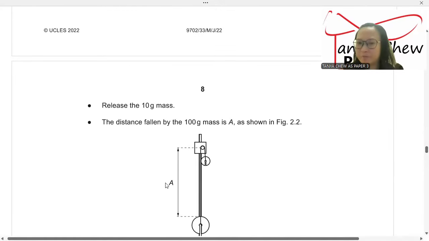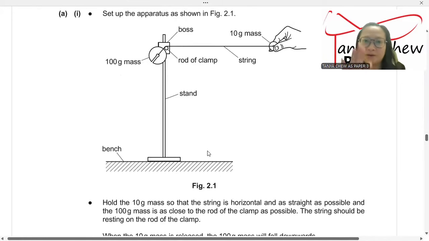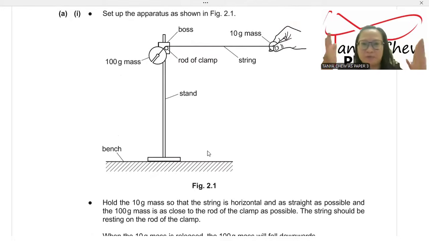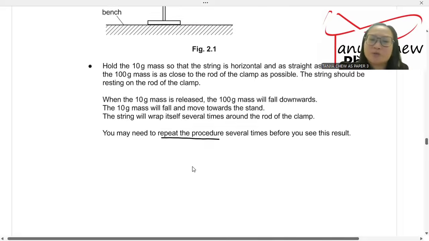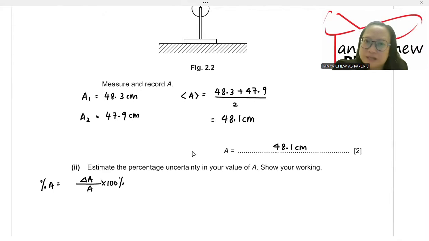Because in this experiment, the string may not be able to wrap itself around the clamp and the 10-gram mass, or sometimes the string might be snapped, or the 10-gram mass is moving here and there. So it's very hard for you to measure A. Look at my A1 and A2 values. They are different values. Why don't I get the same value? It is because I know that this experiment is full of error. It's very hard to measure A.